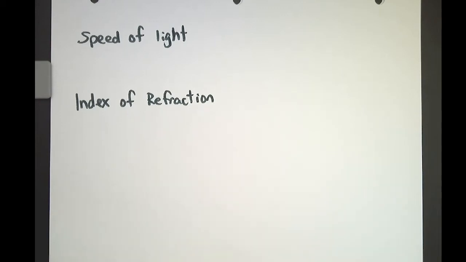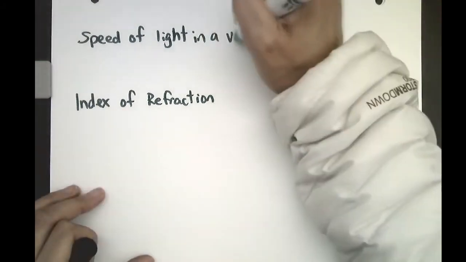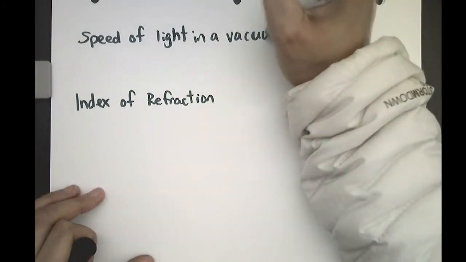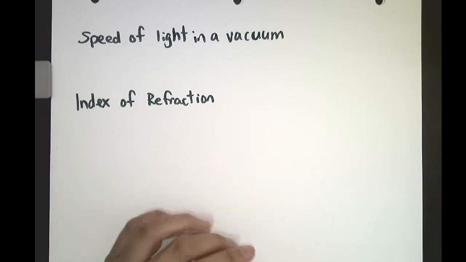Hi, in this video we're going to take a quick break from the mirrors and ray diagrams and go back to the concept of the speed of light. Remember, light can travel through a vacuum or space, and it can also travel through water or glass or air, and that's called index of refraction, which is something slower. So the speed of light in a vacuum travels very fast.